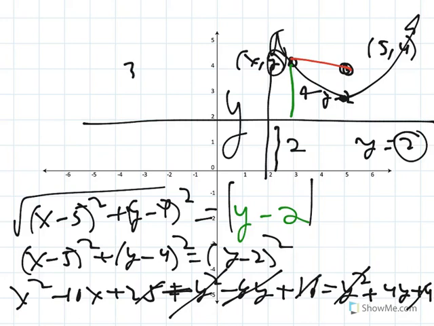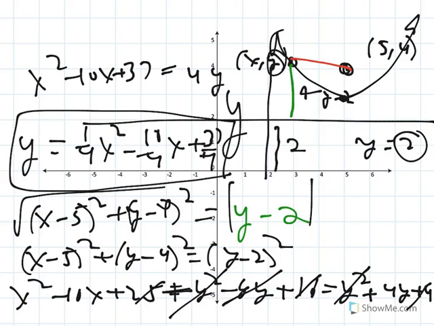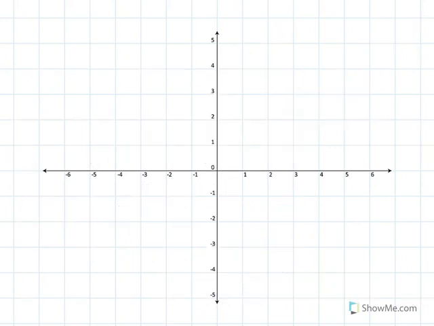So I'll put it up here. We get x squared minus 10x plus 37 equals 4y, or y equals 1/4 x squared minus 10 over 4 x plus 37 over 4. Often you get kind of ugly answers. If the focus and directrix are nice, the equation becomes kind of ugly. There's a more general way to do this.